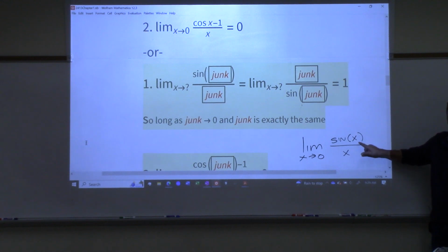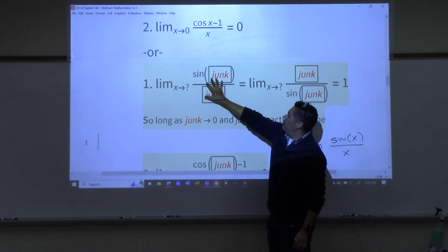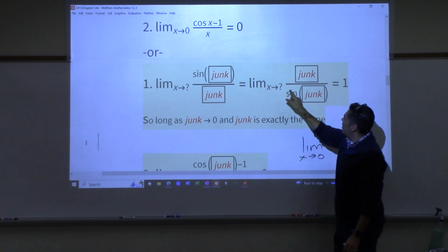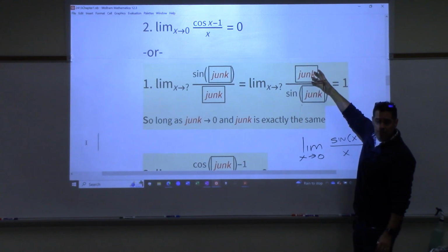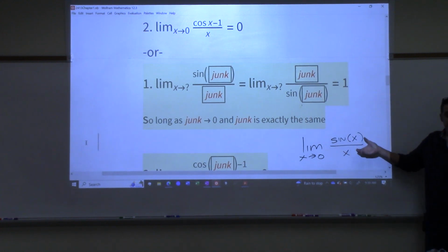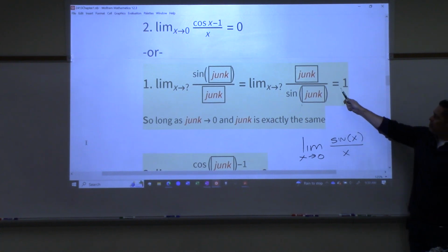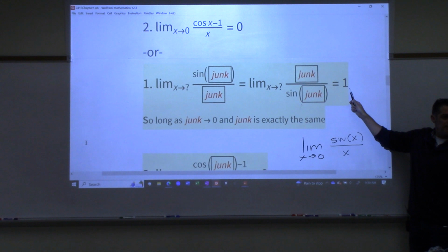These junks match, okay? That limit will be equal to, well, this says that it actually doesn't matter if you had it upside down. Like you could flip this over, right? So if this was flipped and you had the x on top and sine x on the bottom, you would get the same answer. And the answer is 1. Okay, so this limit is 1. I'm telling you that, you're taking it on faith.